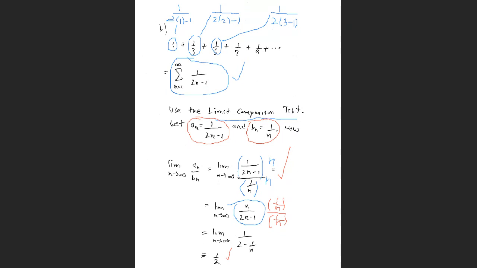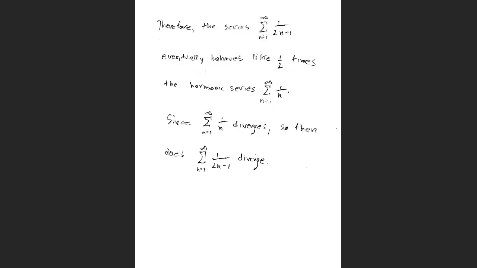Okay, all right. Well, then let's see what this means. So we got a half. That's a constant greater than 0. And so what does this mean intuitively? It means that our series eventually behaves like 1/2 times the harmonic series.